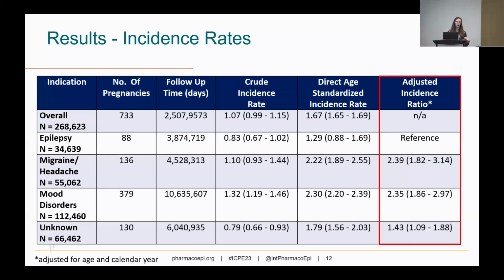And here's where we can actually compare the different indications. So we used epilepsy as our reference group, and you can see for both migraine and mood disorders, our ratio is greater than 2. So these patients are significantly more likely to get pregnant than those epilepsy patients. That unknown category is also a little bit higher at 1.4.